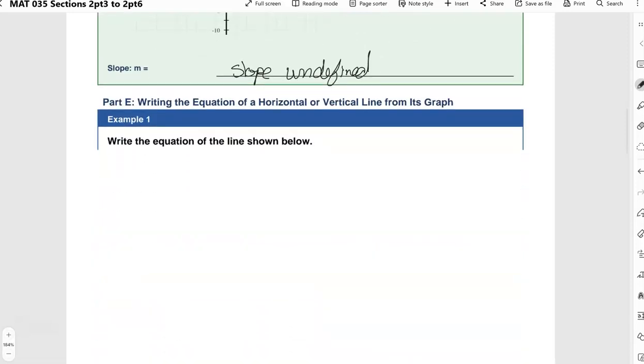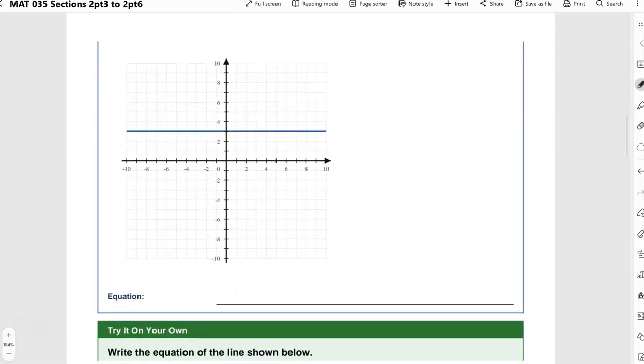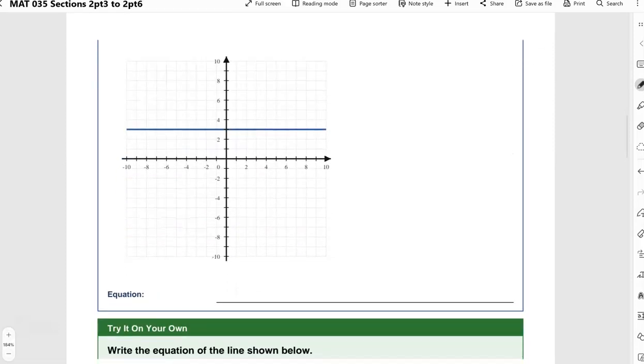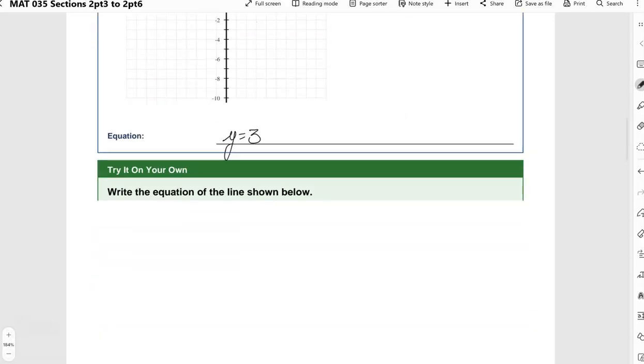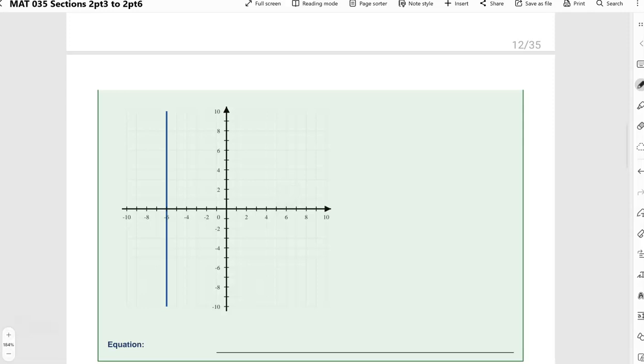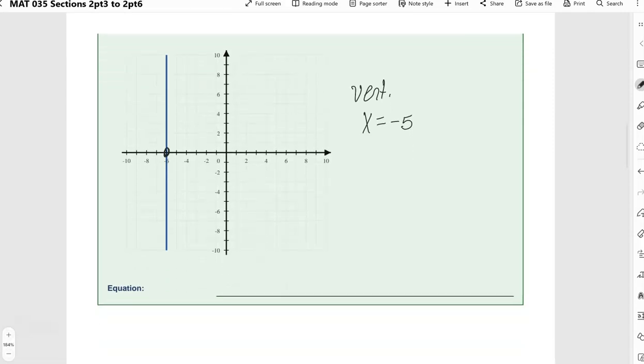So let's say we have a graph of a horizontal or a vertical line, and we want to write what the equation is. So you have to identify which one it is. This one's horizontal, so I'm going to abbreviate that HOR. It's going through the y-axis at 3, so this is the equation y = 3. Okay, let's look at the next one. So notice this graph is up and down, so this is a vertical line. So it means it's x equals something, and you see how it's going through that graph at x = -5. So the equation of that would be x = -5.